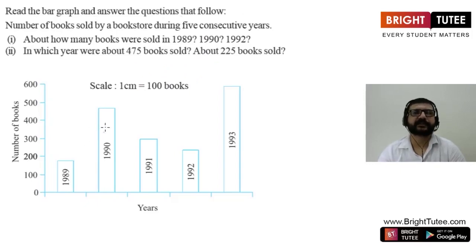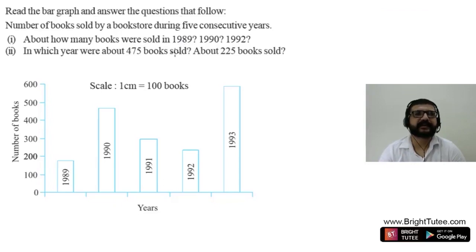Now here is one more question based on bar graph. The question is, read the bar graph shown here in this figure and answer the questions. Number of books sold by a bookstore during 5 consecutive years. The first question is how many books were sold in 1989. So as we can see, in 1989 the number of books sold was approximately equal to 180.